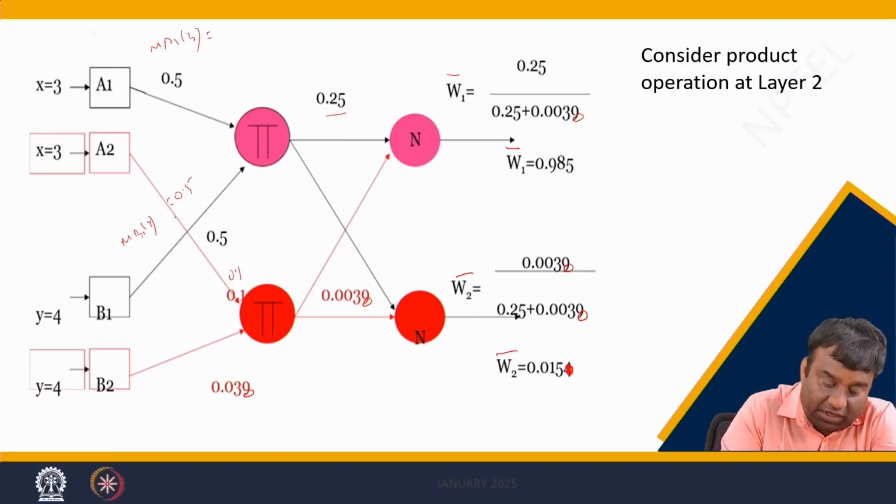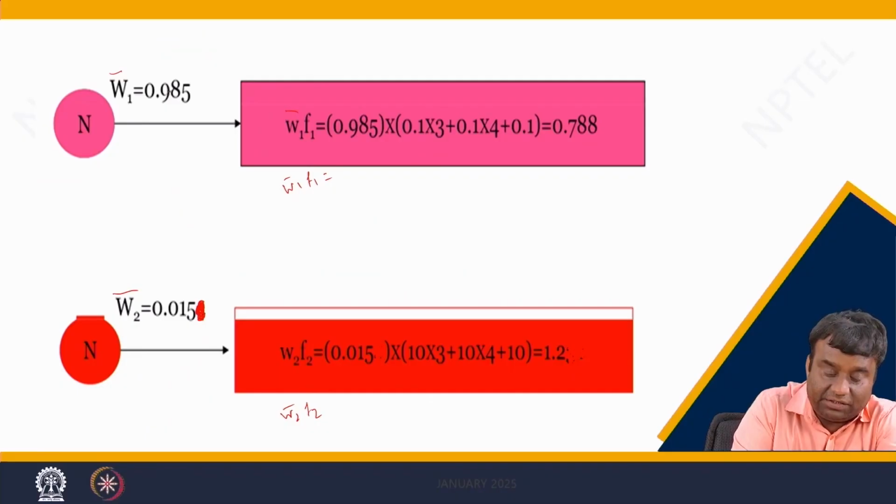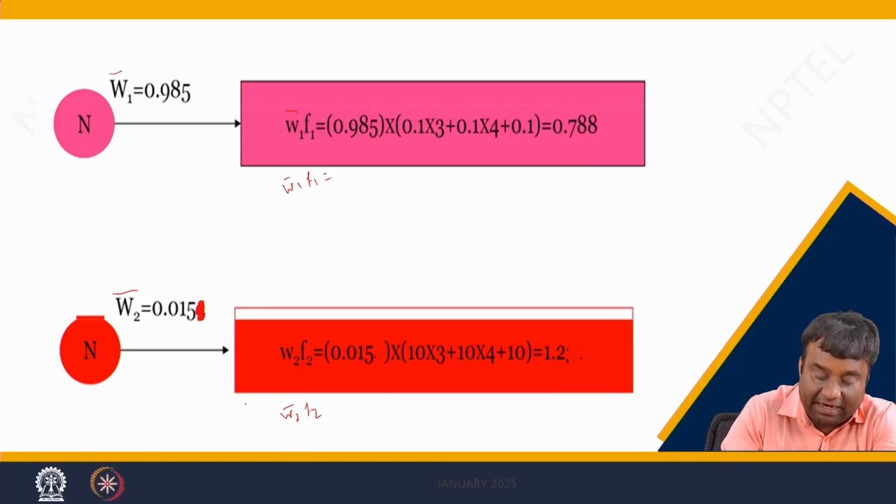Here the product mu A2(3) and mu B2(4), that is 0.1 into 0.038, so the product is 0.0038. Now W1 bar will be 0.25 divided by the summation of 0.25 plus 0.0038, you will get W1 bar as 0.985. Similarly, W2 bar equal to 0.0038 divided by 0.25 plus 0.0038, you will get 0.015. So this is the normalization layer, W1 bar is 0.985 and W2 bar equal to 0.015. So this is basically layer 4.